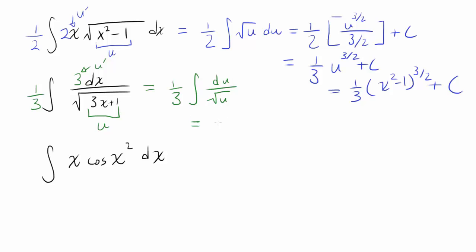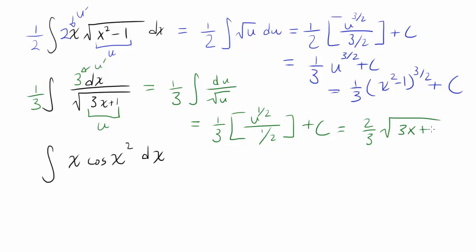And this thing is the same thing as u to the negative 1/2. So you're going to add 1 to it, which gets you u to the 1/2. Divide by the same thing. So dividing by 1/2 is the same thing as multiplying by 2. So you have 2/3 times u to the 1/2, or square root of u, which in this case is 3x plus 1, plus c.